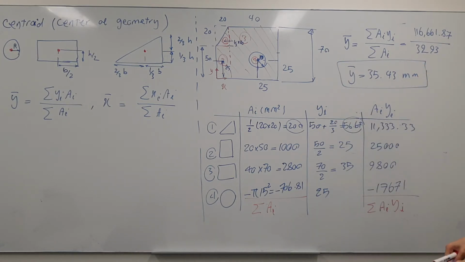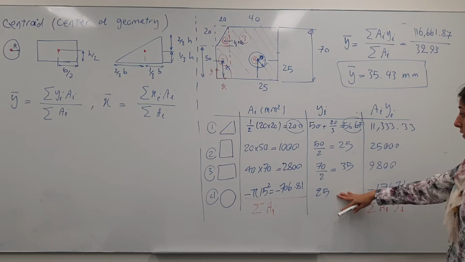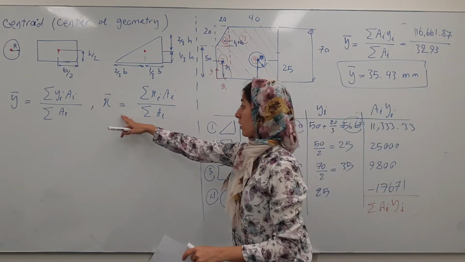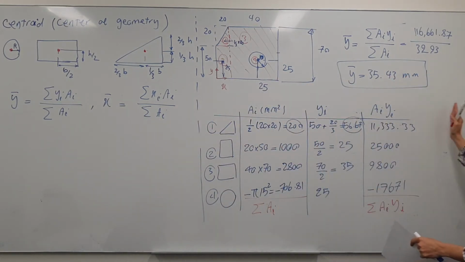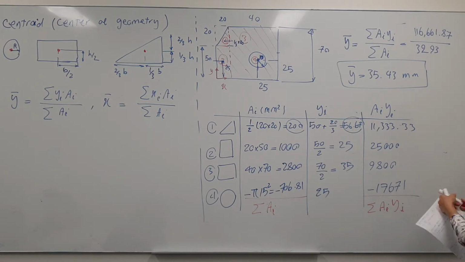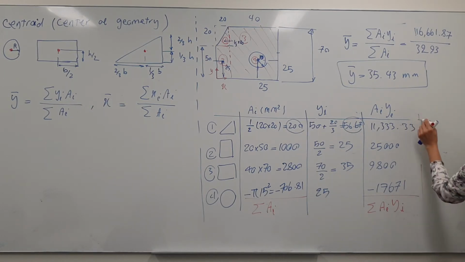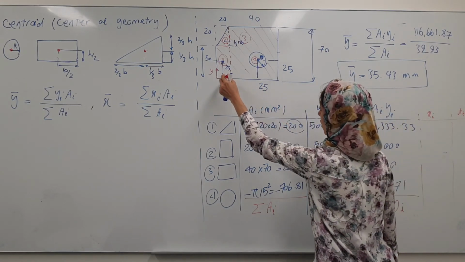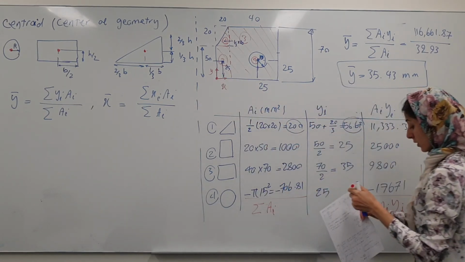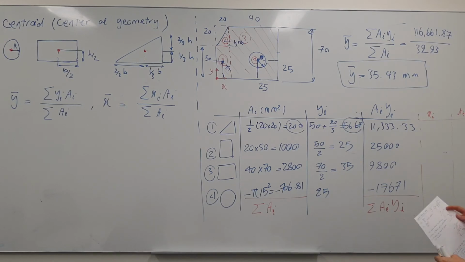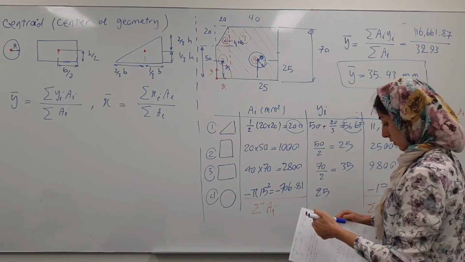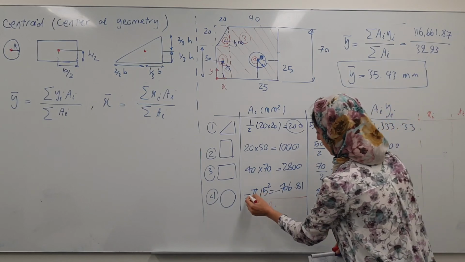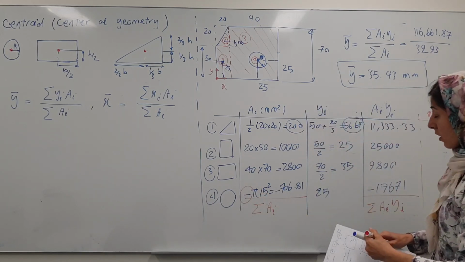You can use exactly the same procedure to find X bar. You only need to add 2 extra columns to this table: xi, and ai times xi. And just keep it in your mind, again, xi for each geometry should be measured from this point. And again, if you have a removable area, this should be negative.